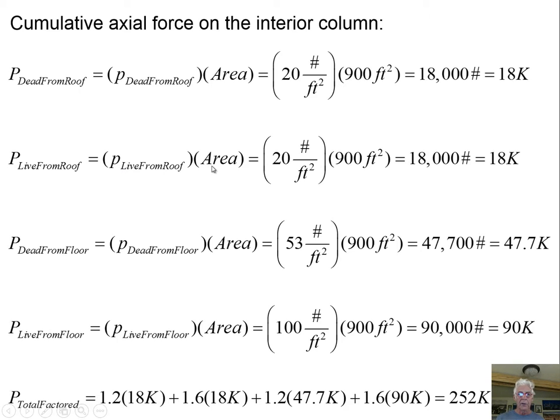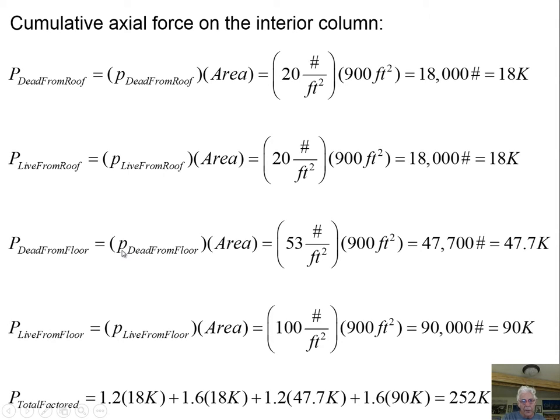Okay. Now, the actual force in the column in the exterior wall will be the axial force of the interior column. Just look at the interior column. The area of floor supported by the column in the exterior wall is half of the floor being supported by the interior. So P total factored for the column in the exterior wall is going to equal the axial force for the interior divided by 2. In other words, 250 kips over 2 is 125 kips. So we'd be designing that column in the exterior wall to be safe carrying 126 kips of axial compression.